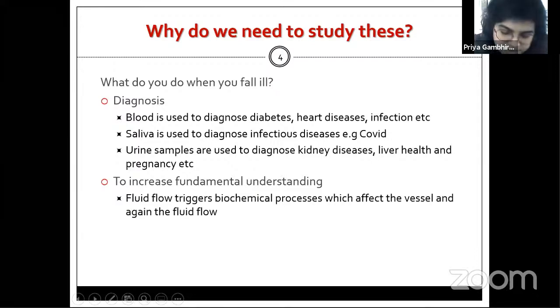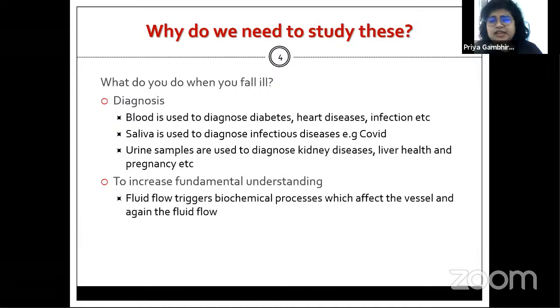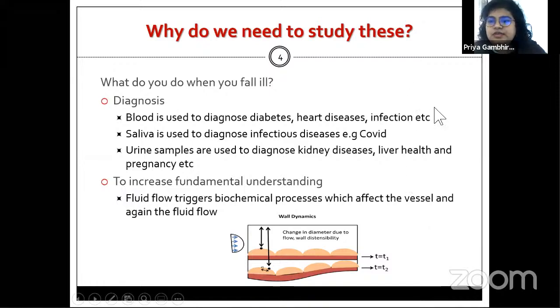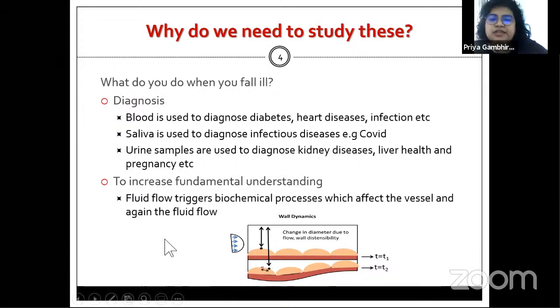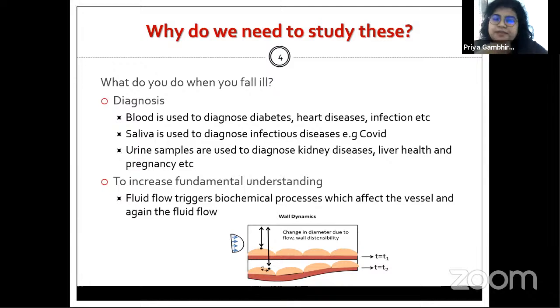Then the other very important use of studying biological fluids is to increase our fundamental understanding of the biochemical processes. For example, here I mentioned that fluid flow triggers biochemical processes which affect the vessel, and in turn they affect the fluid flow. So what do I mean by this? When I say fluid flow, I mean blood. When the heart pumps blood inside a blood vessel, what happens? Do you think our blood vessels are like metal tubes, or are they more like your garden pipes for water? Anybody?